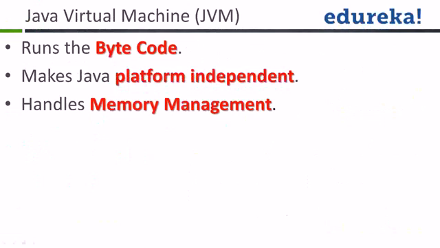Now, how does Java become platform independent? Now behind the screen, you have got two things. One is Java Virtual Machine and the second is bytecode. These are the two things that actually make Java platform independent. Okay. Now I'll tell you how it does that.